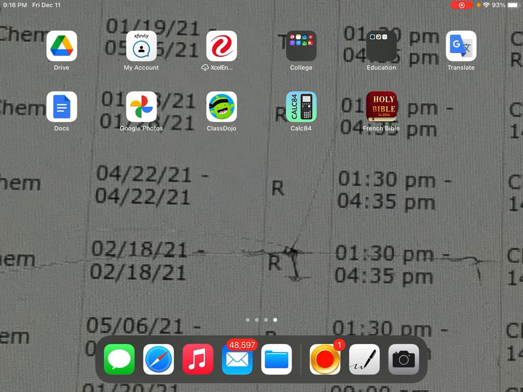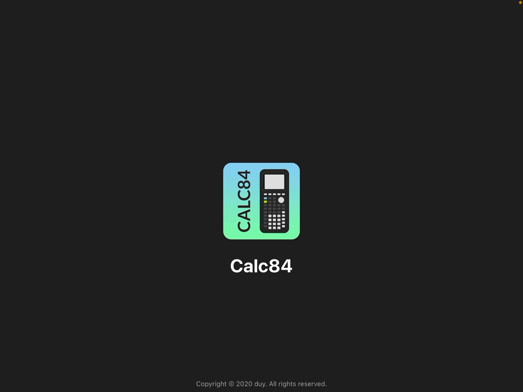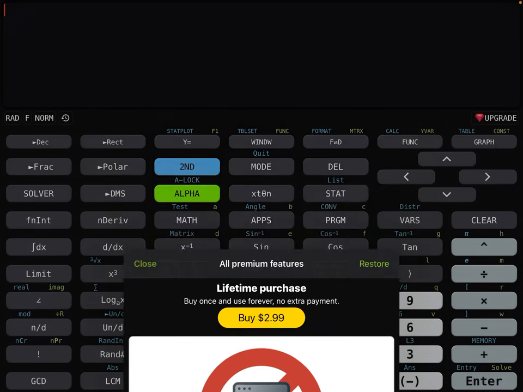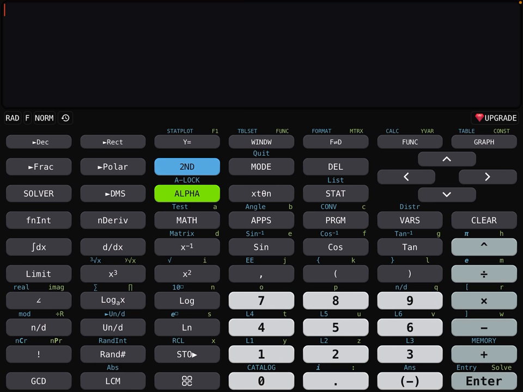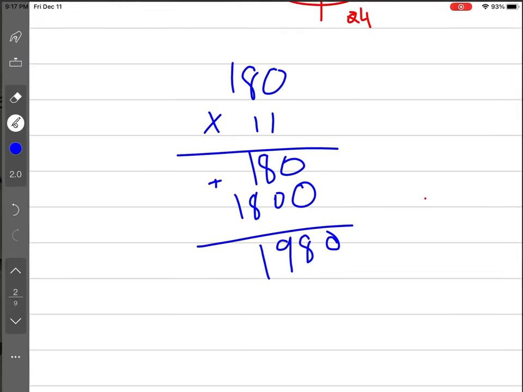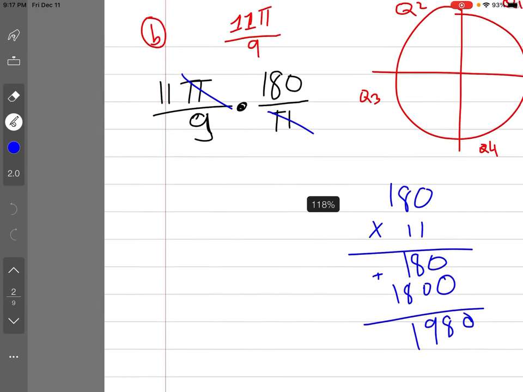I think I have some calculator in my... yes, calculus. Okay, there we go. Close that. So 180 times 11. Hit your answer. You see, this here is your answer, 1980. So let's go back to my whiteboard.